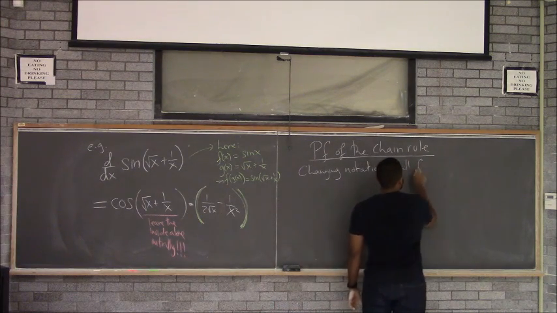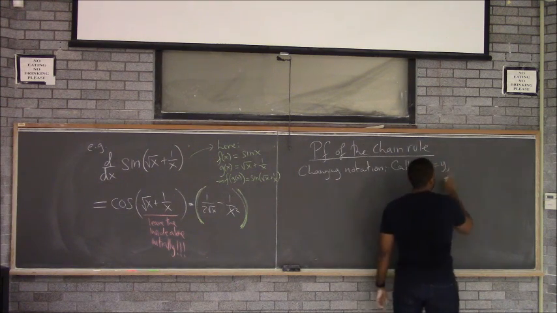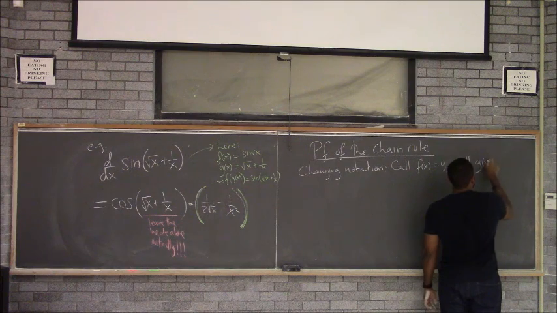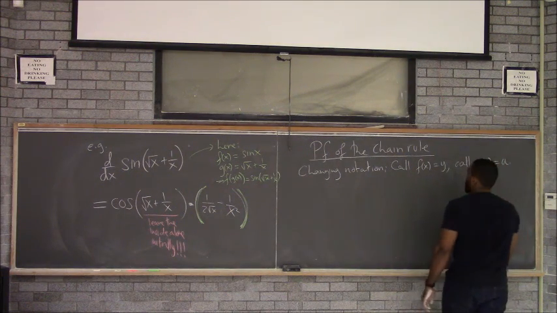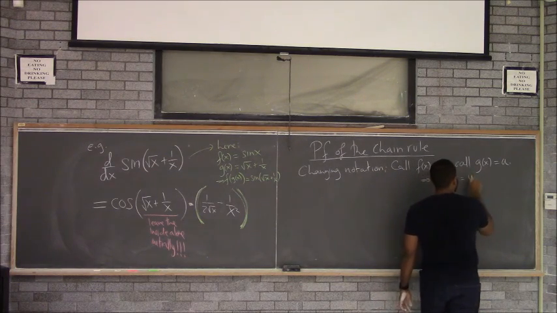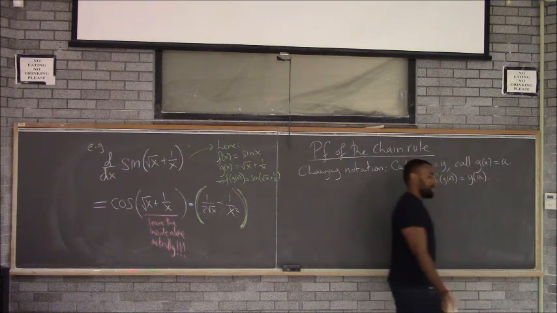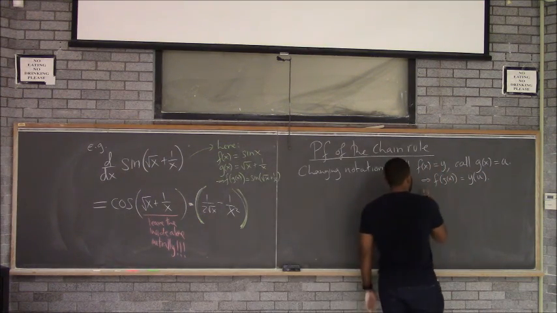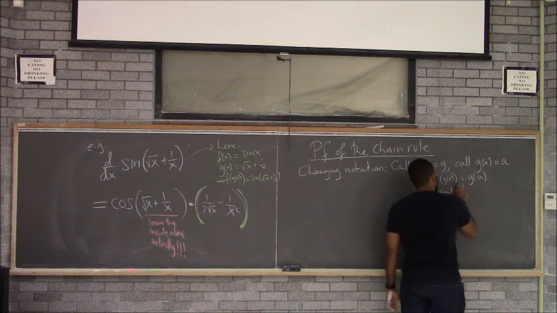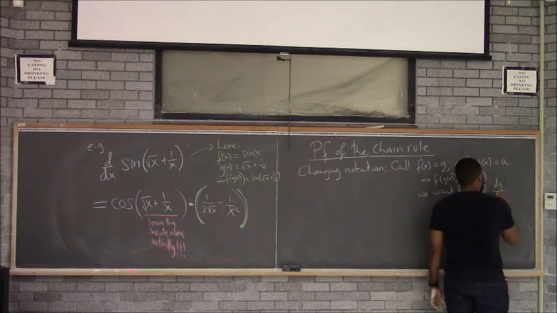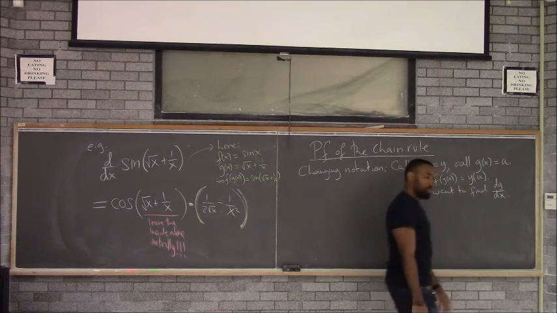Call f of x, y, call g of x, u. So my f of g of x is actually my y with u plugged inside. Okay? So now we want to find dy dx. Remember, that's the Leibniz notation for the derivative.